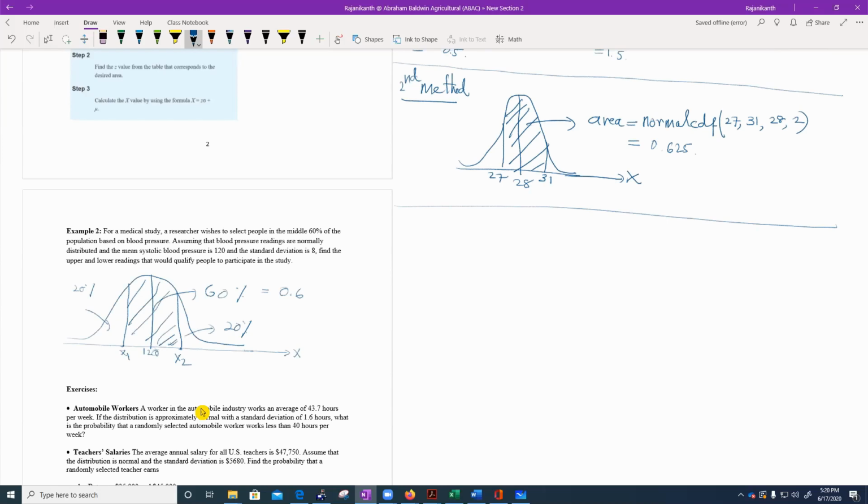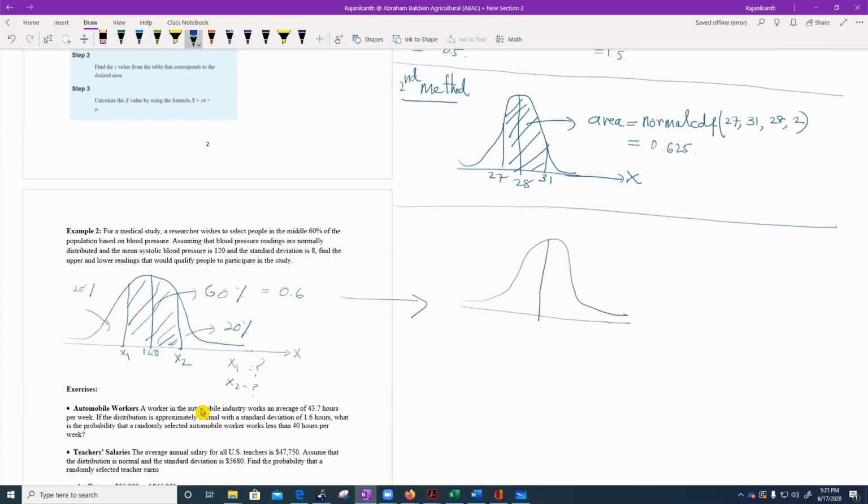Now, what is our task? Our task is to find now x1 and x2. Okay, so we don't know x1 and x2. So these are the two values now we are going to find out. The procedure says what? First draw the picture and identify z1 and z2. So I'm going to change this picture into z1 and z2.